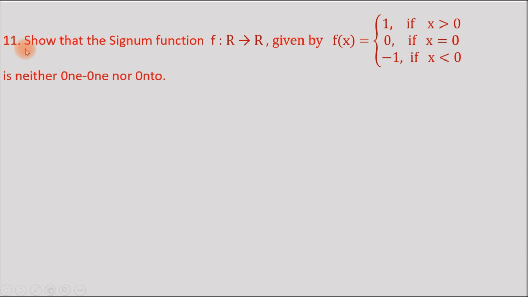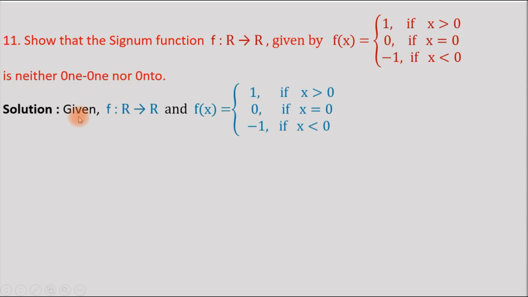Next, problem number 11. Show that the signum function f from R to R given by f of x equals 1 if x is greater than 0, f of x equals 0 if x is equal to 0, f of x equals minus 1 if x is less than 0, is neither one-one nor onto. Given f from real numbers to real numbers, f of x equals 1 if x is greater than 0, f of x equals 0 if x is equal to 0, f of x equals minus 1 if x is less than 0.